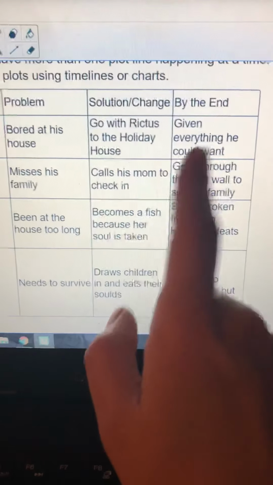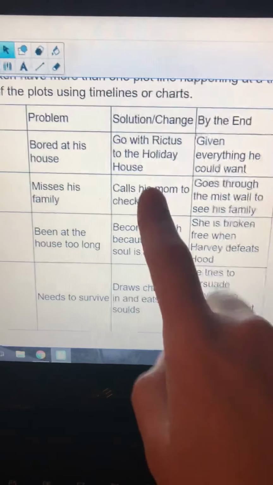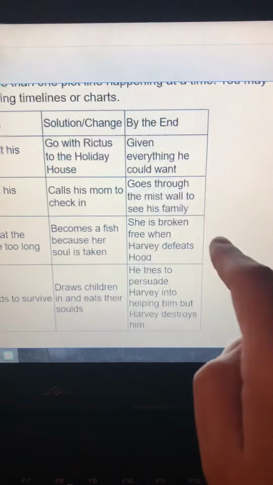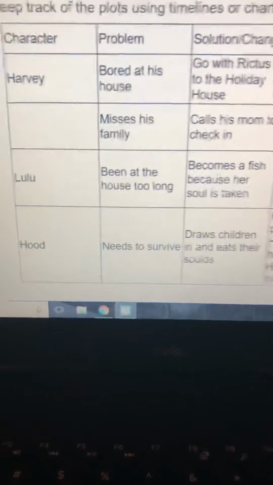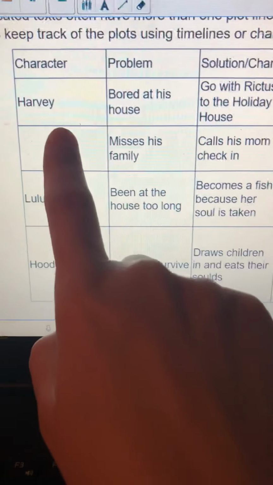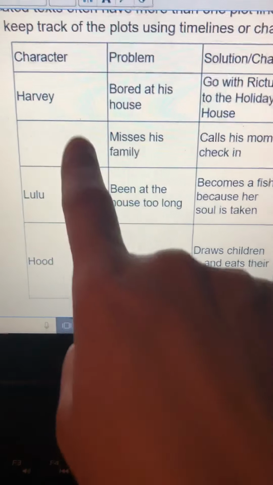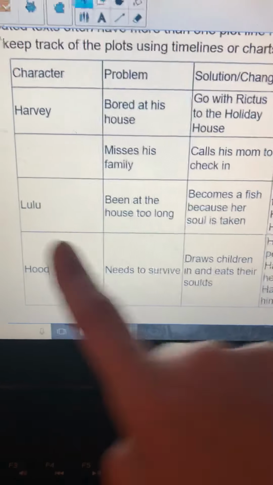So what is his solution, or how does he change? Well, he calls his mom to check in. Simple, but that's what he does. By the end, he goes through the mist wall to see his family, which is a lot more complicated, but that is his solution, and that is how he changed. Then I decided to just show you that when we do a new character, you're just going to leave these blank until you get a new character. So if I had all of these filled out for Harvey only, I wouldn't have these filled in.